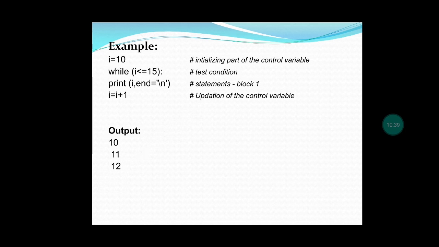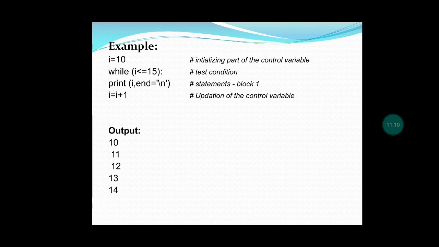Fourth line, i = i + 1. Now the i value is 12, and 12 plus 1 is 13. Again we check the condition: 13 <= 15. That is true, so we print 13. Next, i = i + 1: 13 plus 1 is 14, and 14 <= 15. The condition is true, so we print the i value 14.